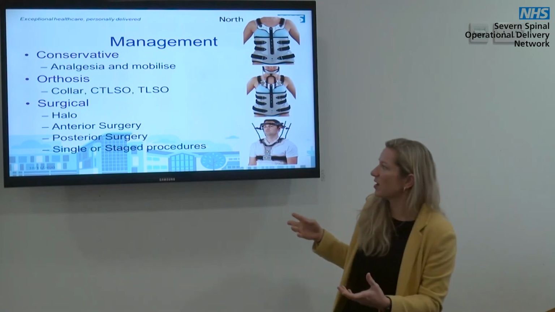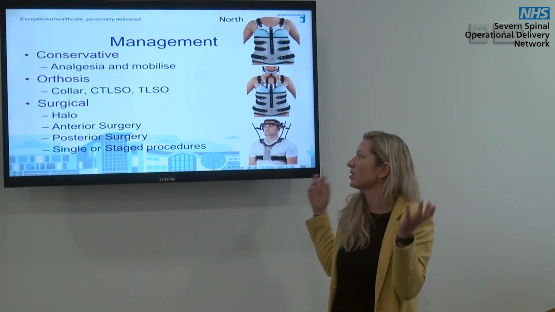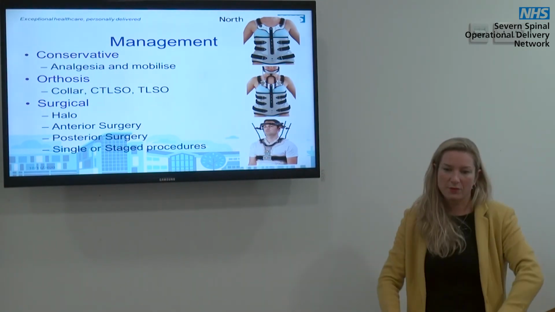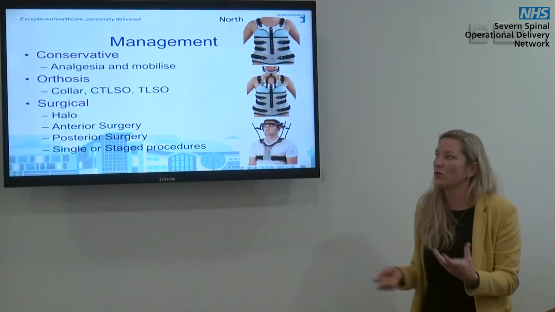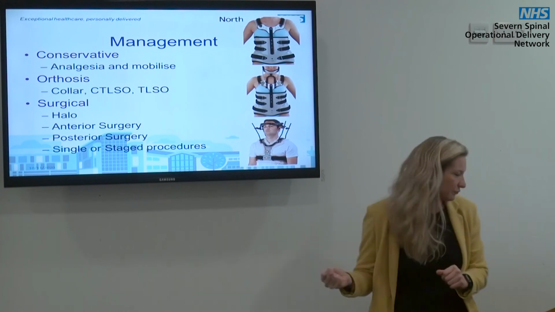Then the next things that we have are anterior surgery or posterior surgery, so surgery from the front of the body or the back of the body, or a combination of the two, which can either be single or staged procedures.